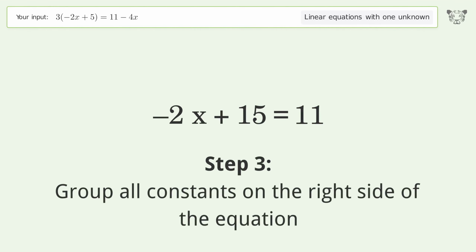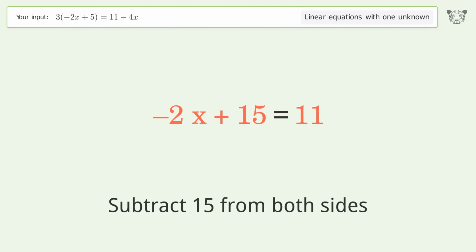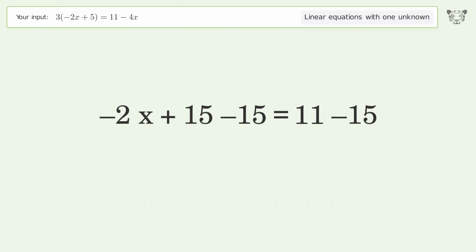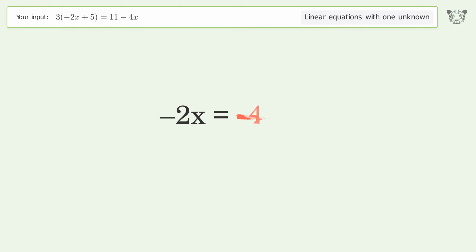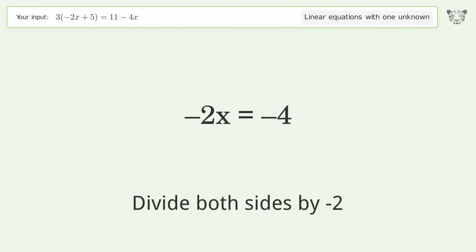Group all constants on the right side of the equation. Subtract 15 from both sides. Simplify the arithmetic. Isolate the x. Divide both sides by -2.